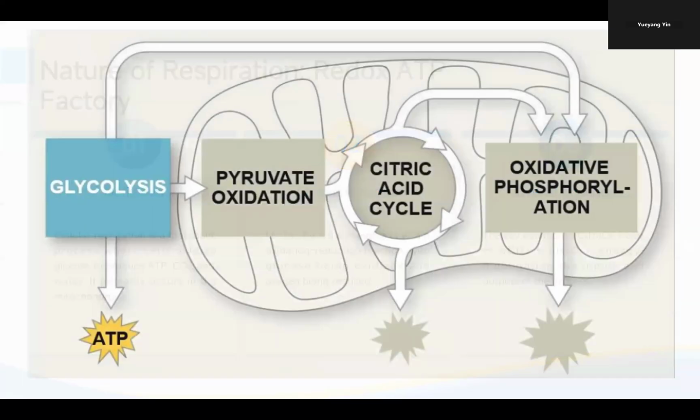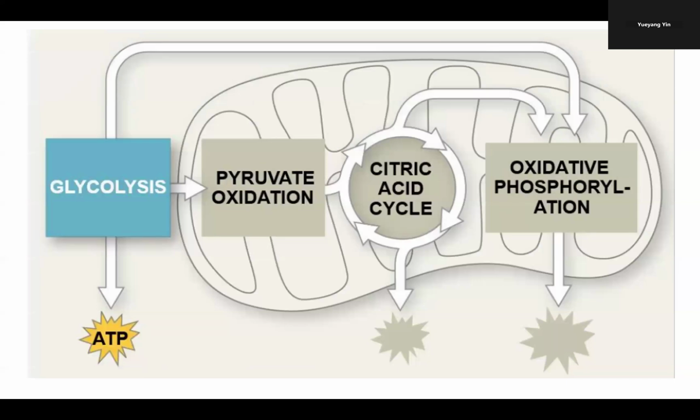However, this doesn't happen in one explosive step. The cell uses a brilliant step-by-step strategy to extract energy efficiently. Please look at the central diagram. It's a three-stage pipeline. Glycolysis happens in the cytosol.